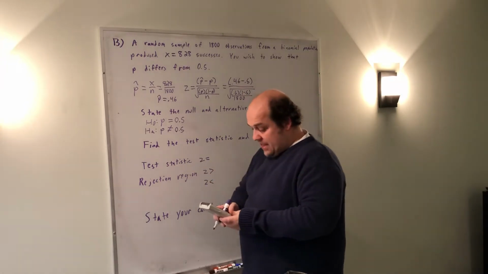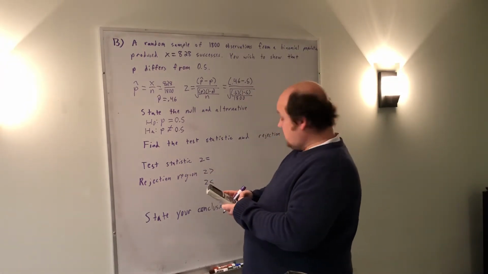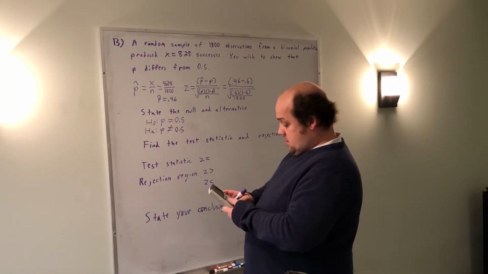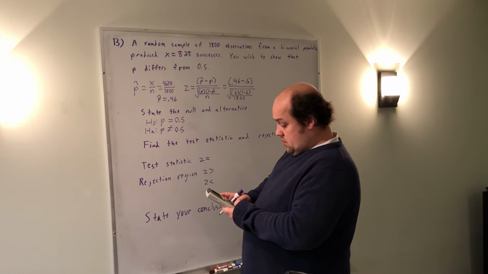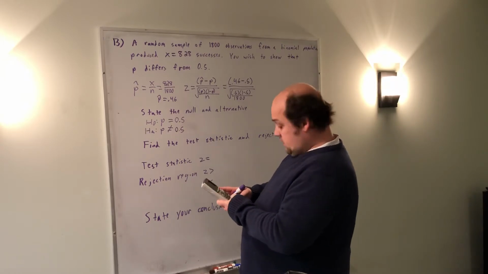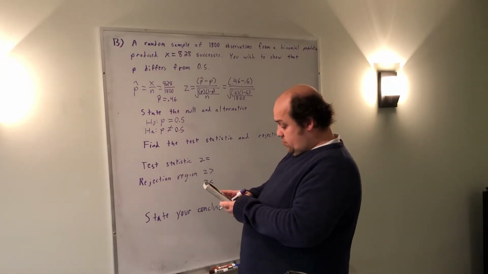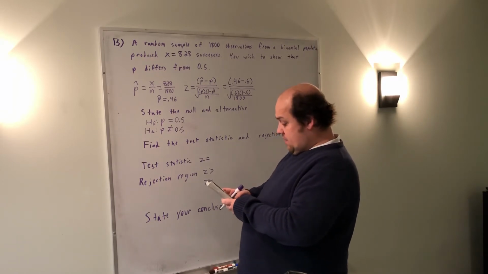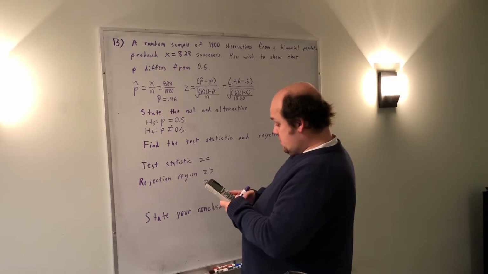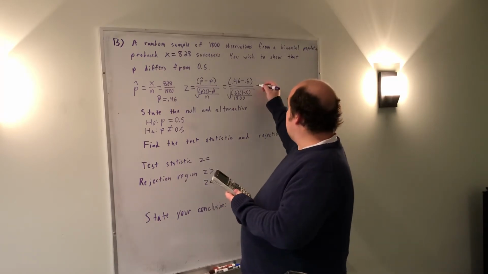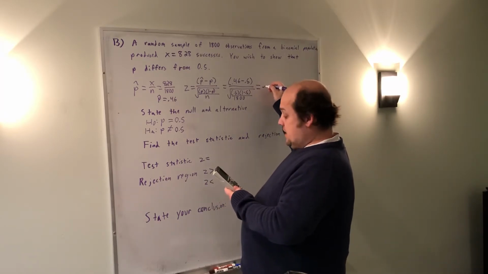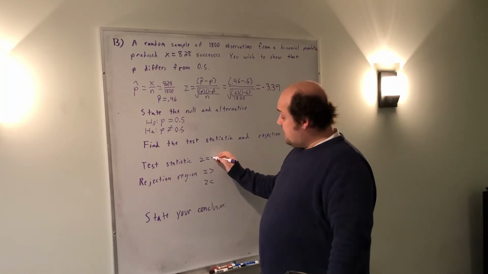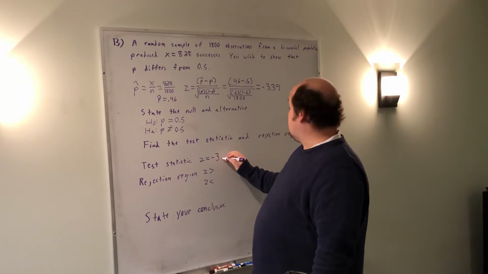When I put that into my calculator, 0.46 minus 0.5 in parentheses, divided by the parentheses root, parentheses 0.5 and parentheses new parentheses 1 minus 0.5 and parentheses, divided by 1,800. I get all this to give me a z-score of negative 3.39. So I'm going to put that in down here where it asks for my test statistic.